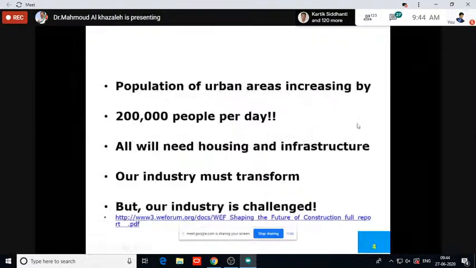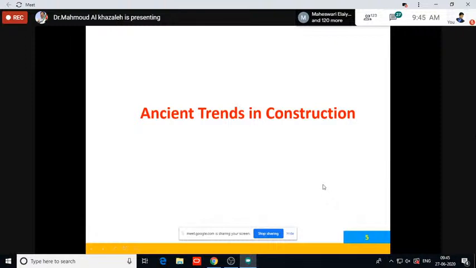Population of urban areas is increasing by 200,000 people per day. This means a lot of effort for civil engineers, who are responsible for the construction industry. All will need housing and infrastructure, whether roads or others. Our industry must transform. But our industry is challenged. So now we are going to present, in a few minutes, the ancient trends in construction.